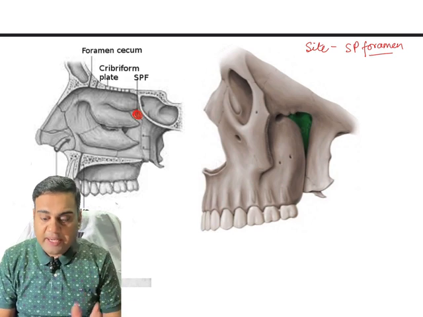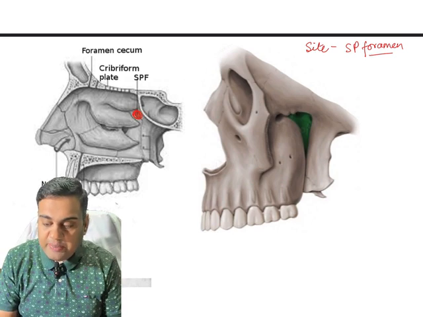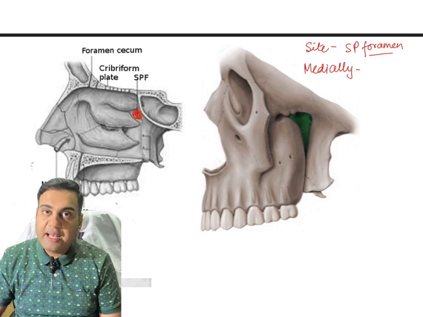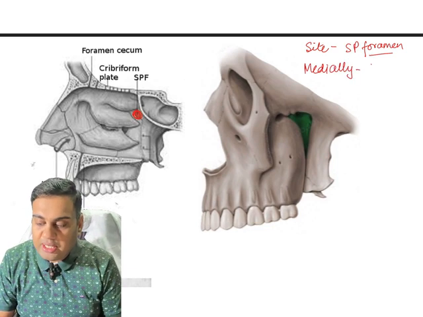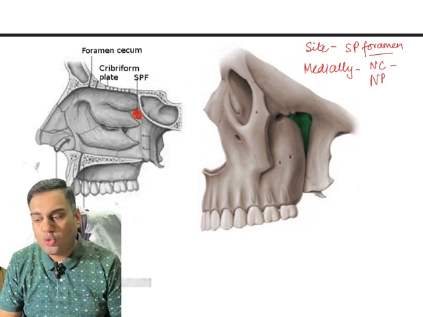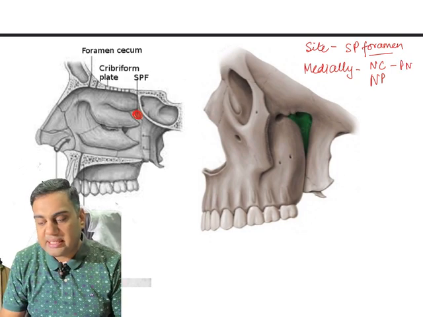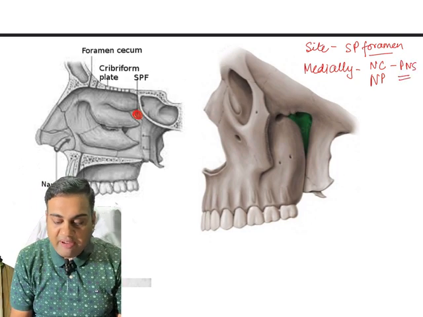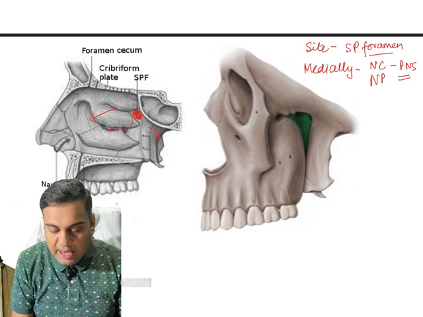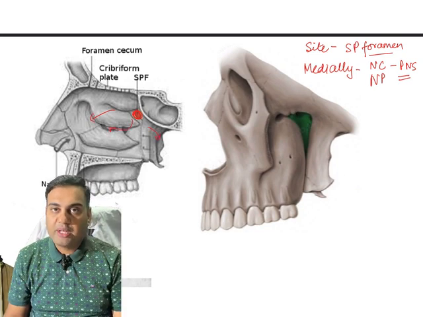Now, how will it spread? If it spreads medially, then where will it go? It will go into the nasal cavity. It will go into the nasopharynx. Through the nasal cavity, it can also go into the paranasal sinuses, right? Medially, it will go where? Into the nasal cavity, into the nasopharynx, into the paranasal sinuses via these foramens, ostia.